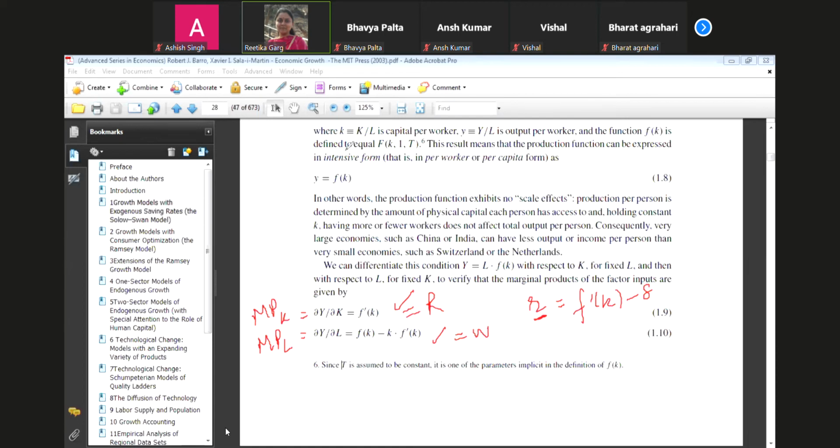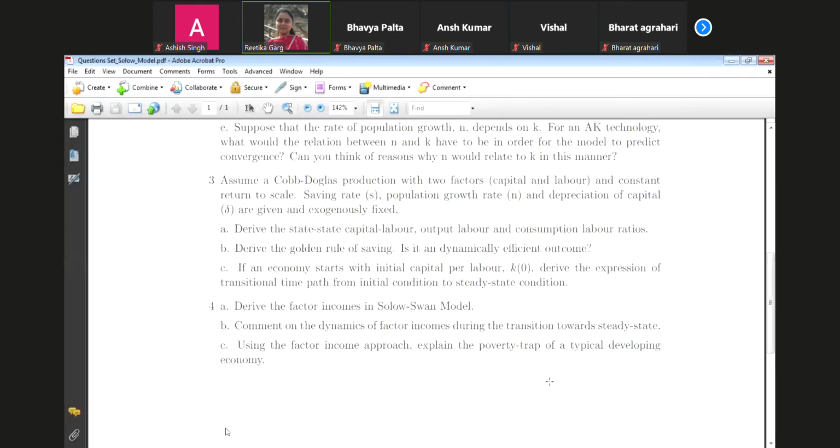Derivation you can do for yourself. I mean, it's very easy. Comment on the dynamics of the factor incomes during the transition towards the steady state.